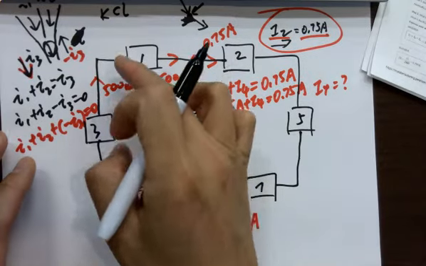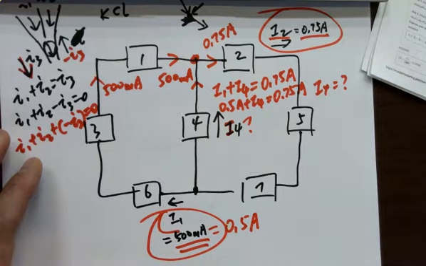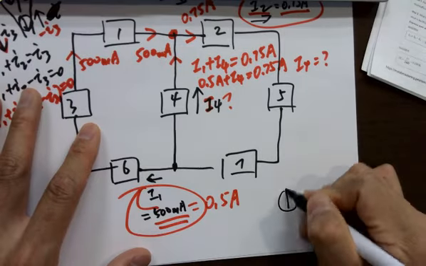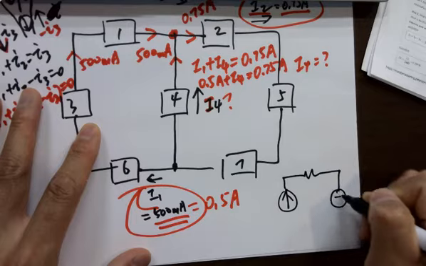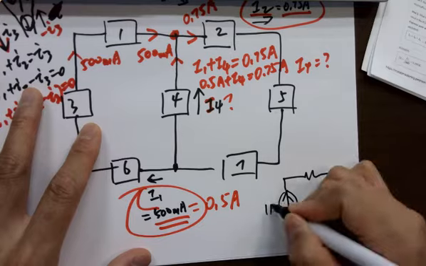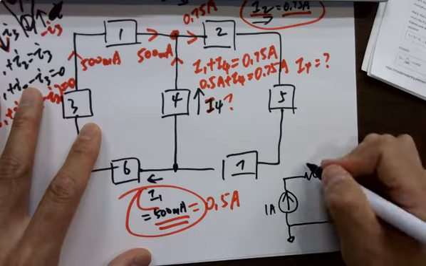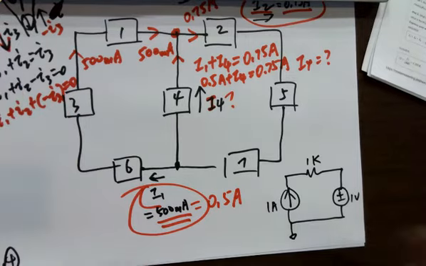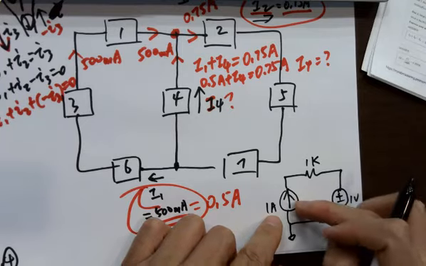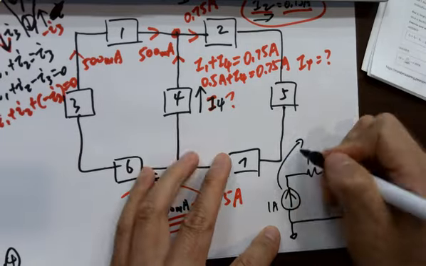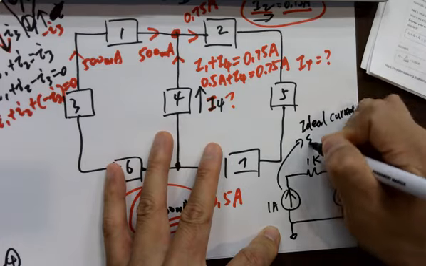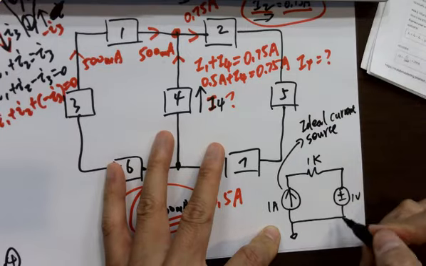This is another thing I was confused about when I was an undergraduate. You'll see this problem later, but if this is given in the circuit, one amp, 1 volt, 1K, you have to understand what's going on. It's telling you this is an ideal current source, and this is an ideal voltage source.